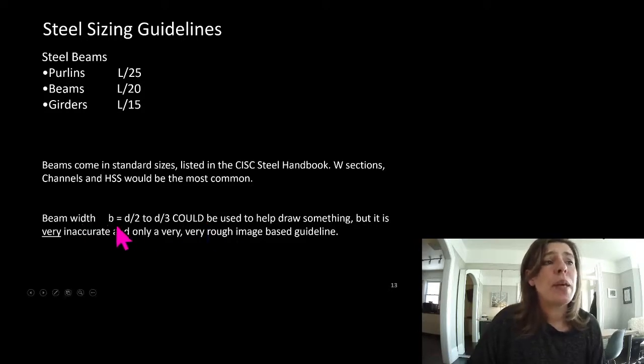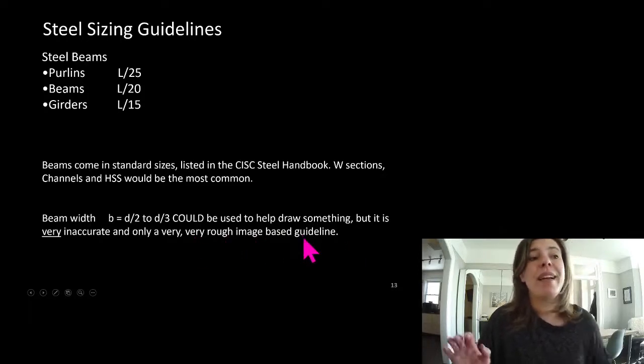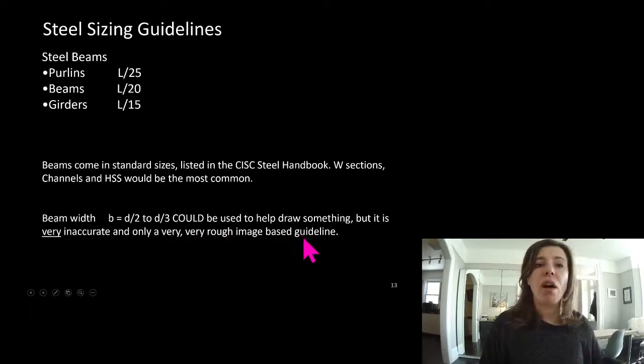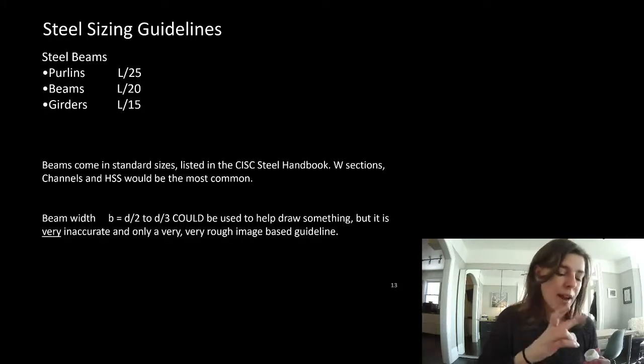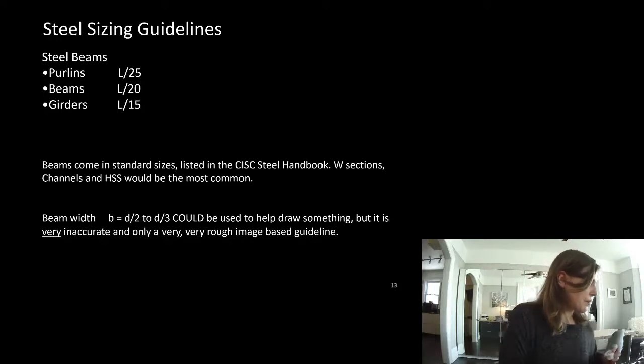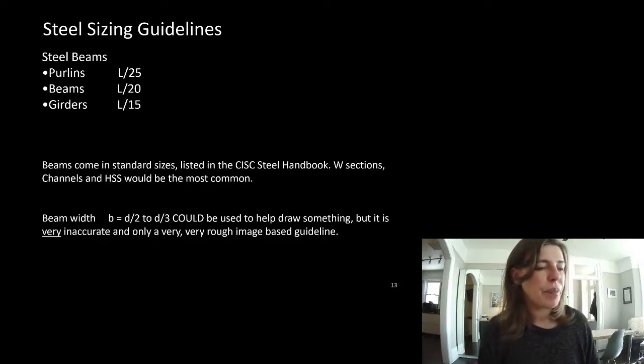So, beam width. Depth divided by 2 to depth divided by 3 could be used to draw something, but it's very inaccurate and only a very, very rough image based on guidelines. So put no stock into that width. We're going to talk about a few things where it might be helpful to know width later on. Sorry, it's very dry in here. But I'll identify that as we go.